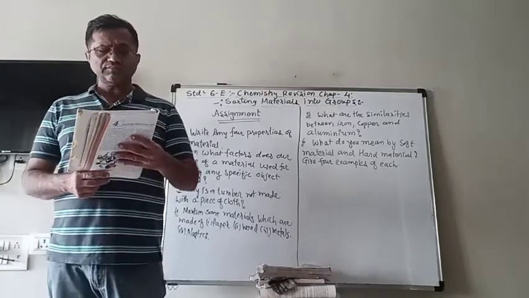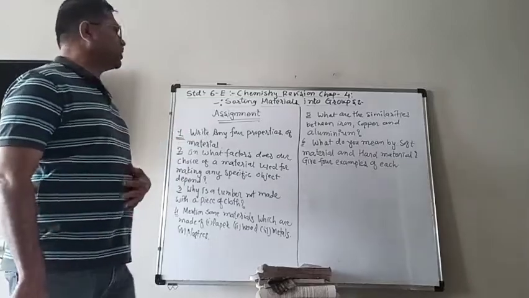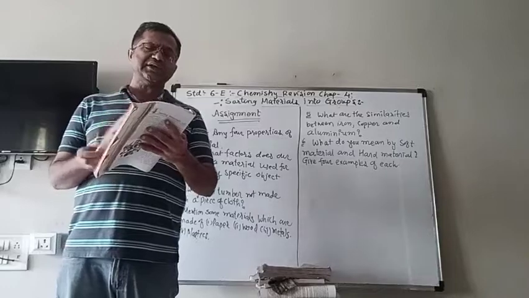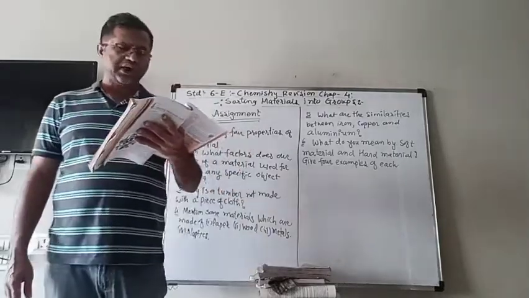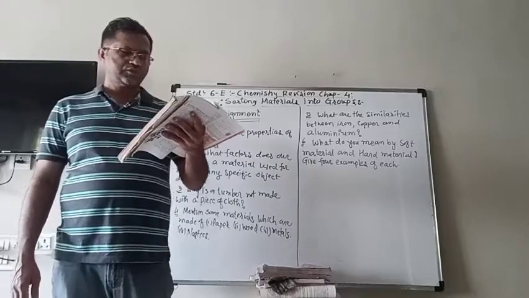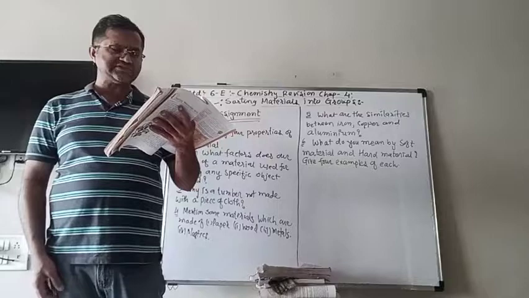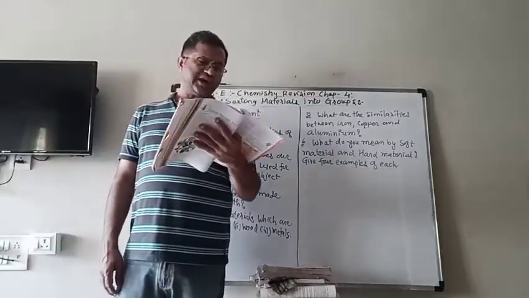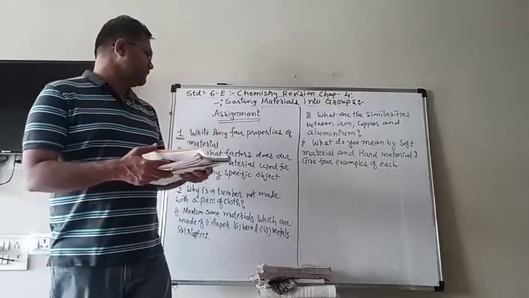So now, what are the properties of a material? Properties of a material are like different appearance or luster, hardness, roughness, smoothness, etc. These are the different properties of the materials.